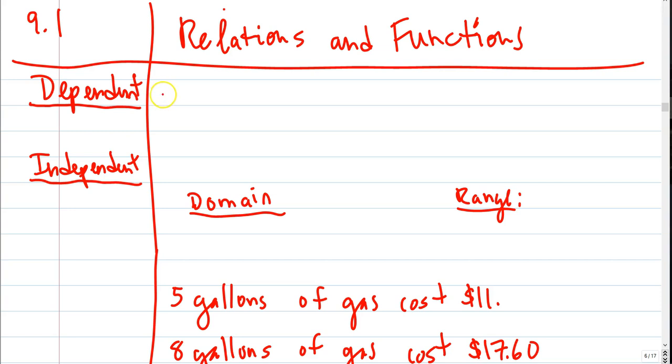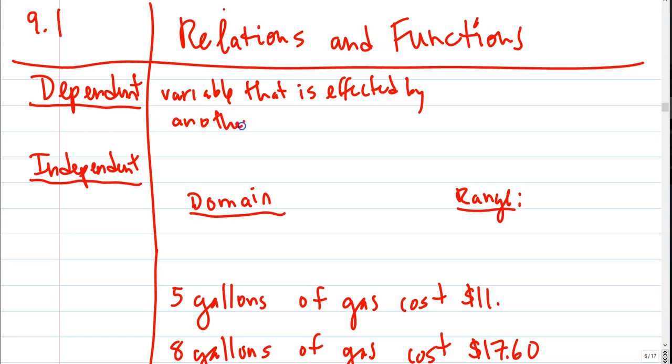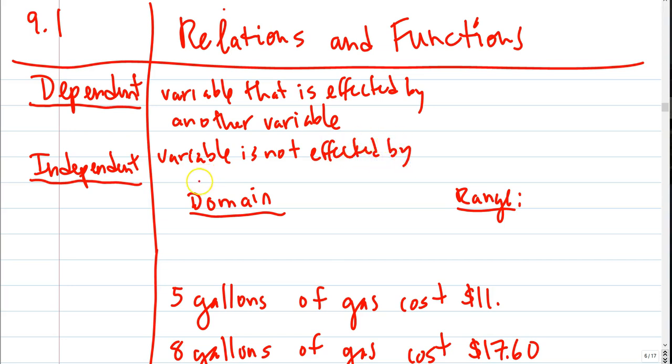Dependent is where I have a variable that is affected by another variable. Independent is when the variable is not affected by the other variable. These words are pretty simple if you just kind of take into consideration.